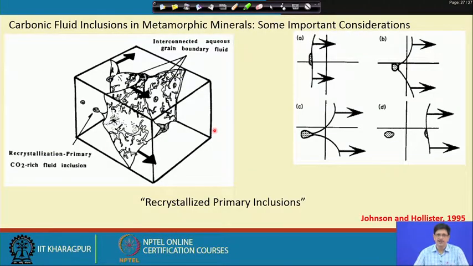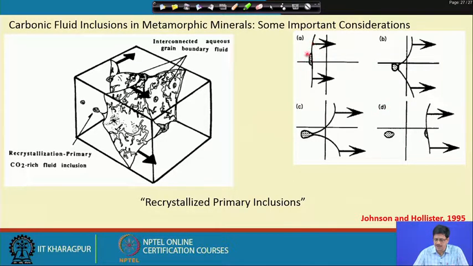So, the explanation was given in this way: if originally the aqueous carbonic fluid was present and was entrapped in the quartz matrix, and this quartz is undergoing recrystallization, it so happens that the aqueous fluid occupies the intergranular space because quartz has an acute wetting angle with respect to the host mineral, which is quartz, and the carbon dioxide part stays within the interior of the grain. Also, sometimes because of grain boundary migration, as has been shown here in this diagram, as explained by Johnson and Hollister.